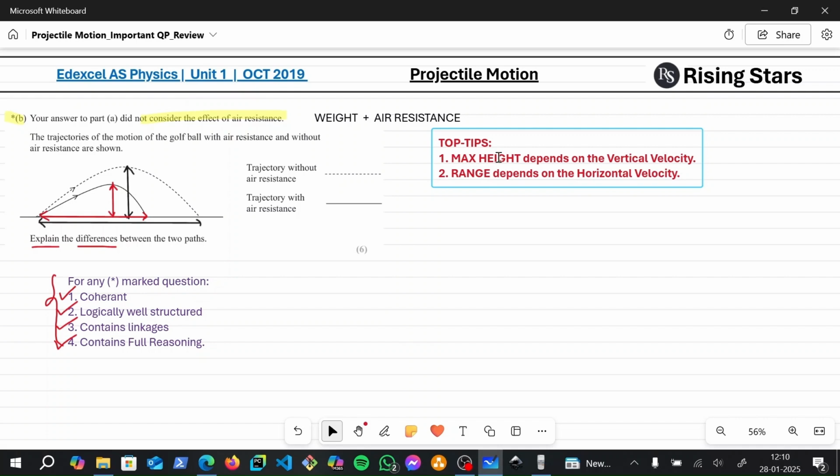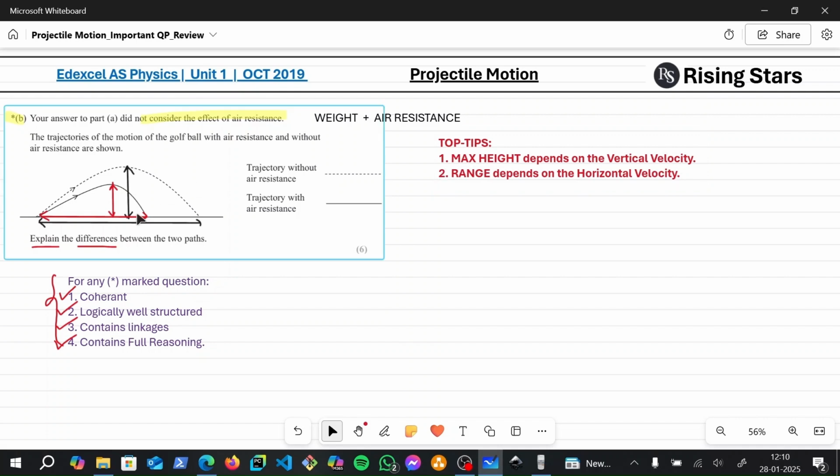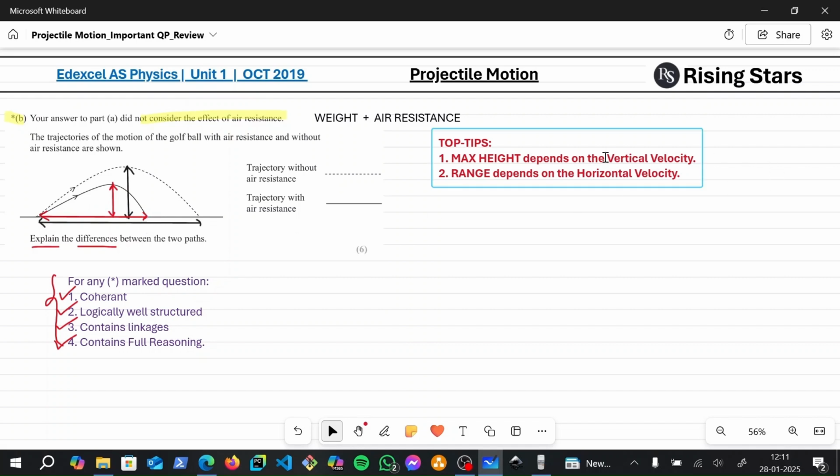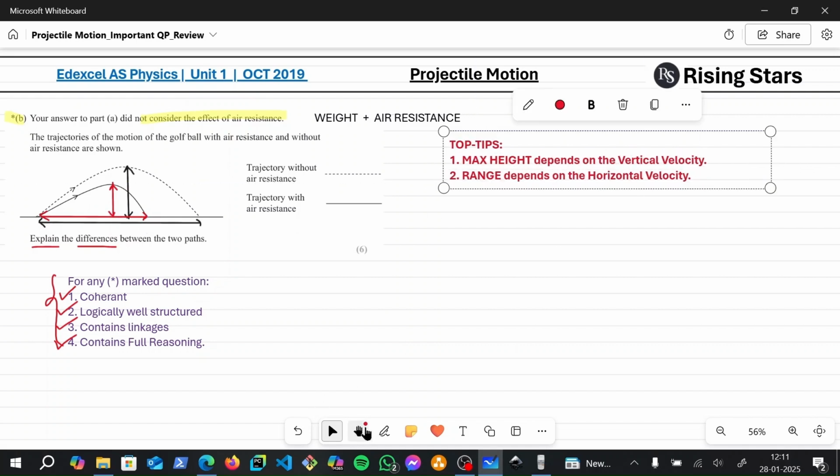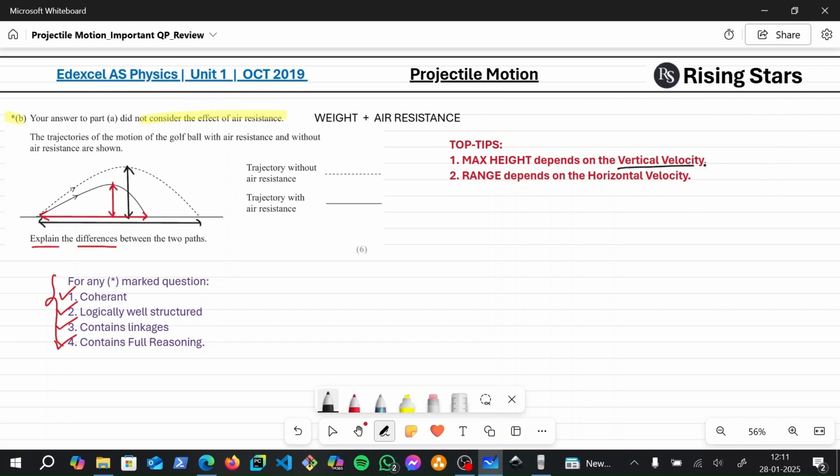Max height and range are the only two things that are different between these two trajectories. One is higher, one is lower. The one with air resistance has both of them lower. The max height is less, and the range is also less for the projectile with air resistance. So we can already see what might be the key factor here: the components of velocity, the vertical component and the horizontal component. These are the two components of velocity that will change your max height and range every time.